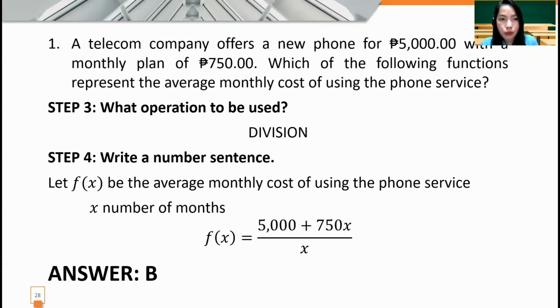For step number 3, ang tinatanong ay average monthly cost. Pwede natin gamitin division. For step number 4, writing a number sentence, you can use f of x as required in the problem. F of x, the average monthly cost of using the phone service, and x as the number of months. So we have here the formula or the function. F of x equals 5,000 plus 750x all over x. So the answer in number 1 in the pretest part is letter B.